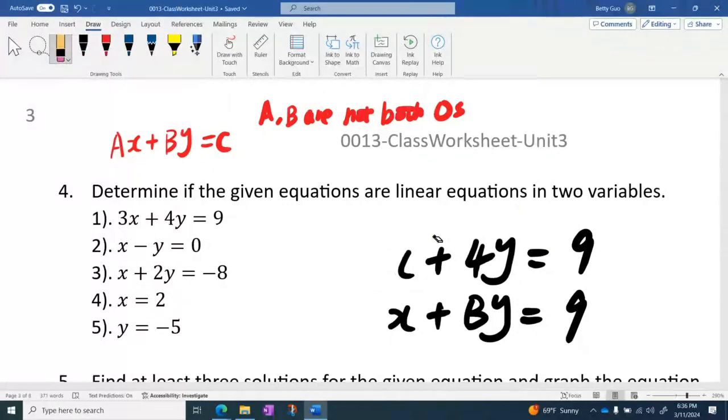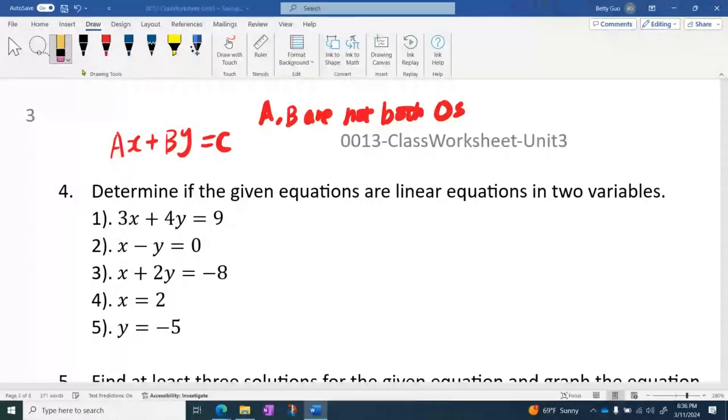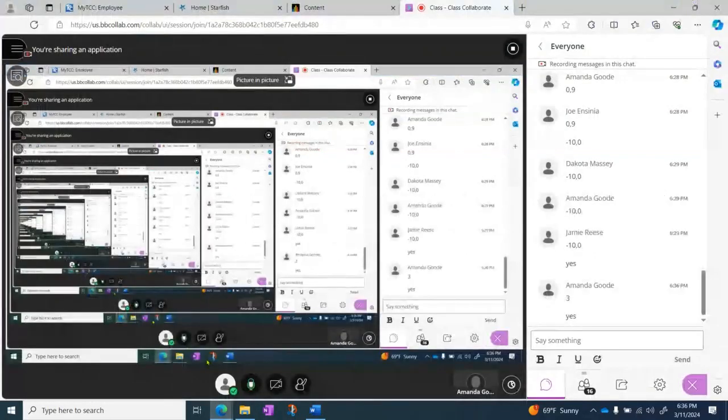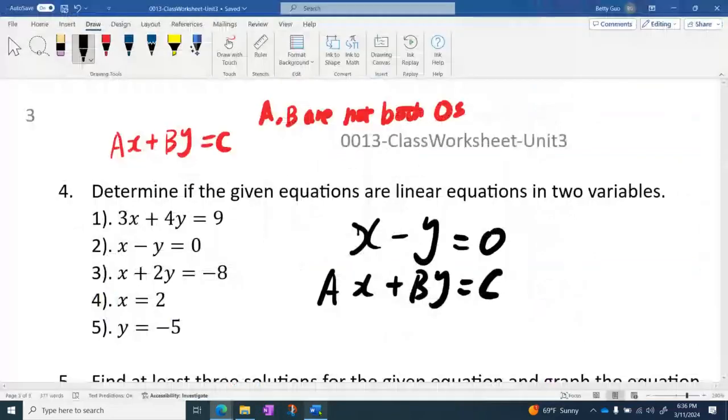Okay, so let's see the second equation. It is x minus y equals 0. Let's compare with the formula and help me out. Is this equation number 2 a linear equation in two variables or not? Is this equation a linear equation in two variables? Amanda, would you like to tell me what's the coefficient of x, or the value of a? What is a, what is b, what is c?